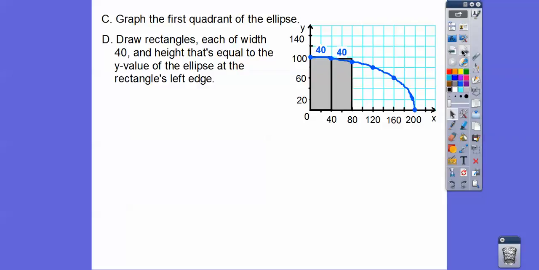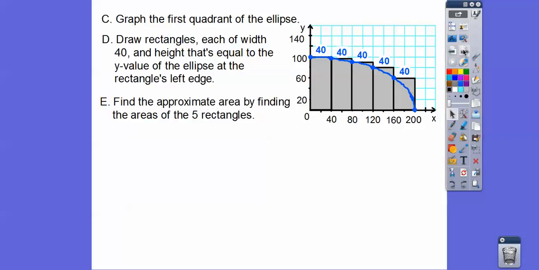All right, so there's that one, and then there's that one, there's that one, and then one more right there. Okay, now what we're going to do is do a little bit of geometry right here, base times height. So base times height is going to be the area of this rectangle. Base times height is going to be the area of this rectangle. And so we have 5 rectangles, and we're going to find the approximate area by finding the areas of these 5 rectangles. Okay, well, we know that these bases are all 40s. That's 40, that's 40, 40, 40, 40. We just got to know the heights, you guys.